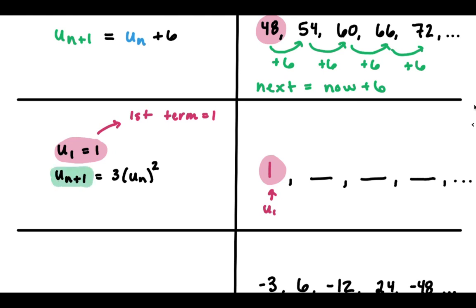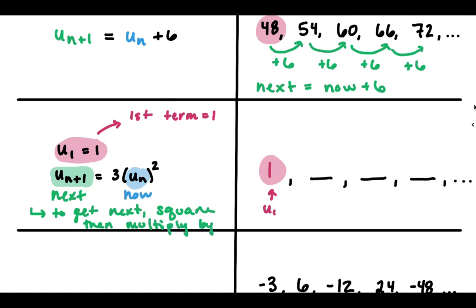So the rule says that the next term is equal to the now term squared. So I take the now term, I square it, and then I multiply by 3. So to get next, square, then multiply by 3. So that's our instructions or our recipe for generating the next term. Okay, so let's do it.